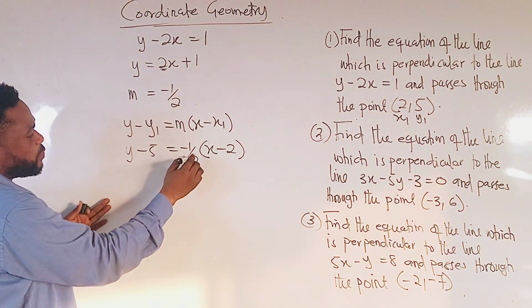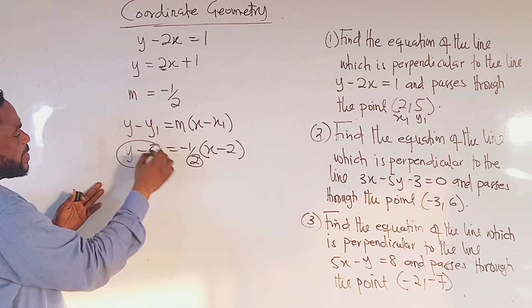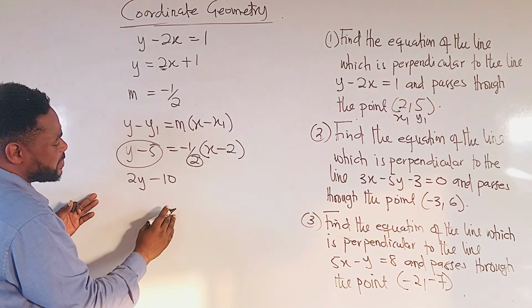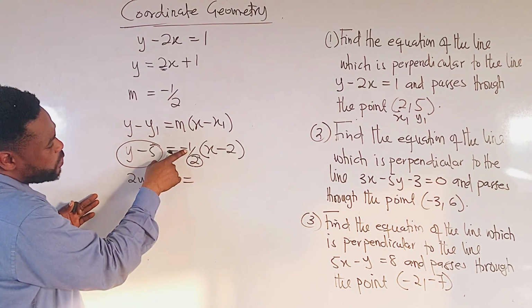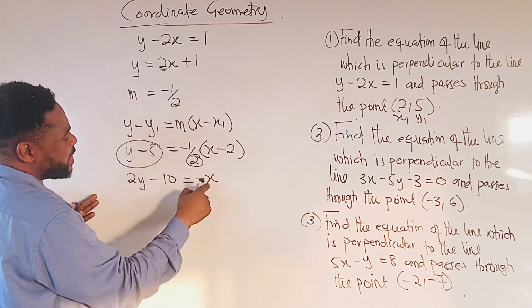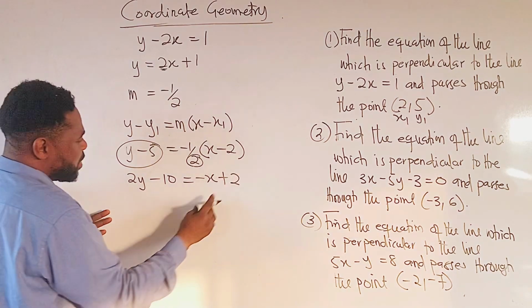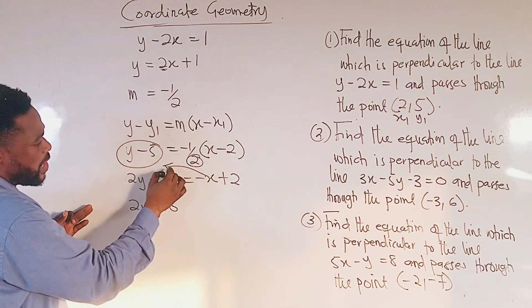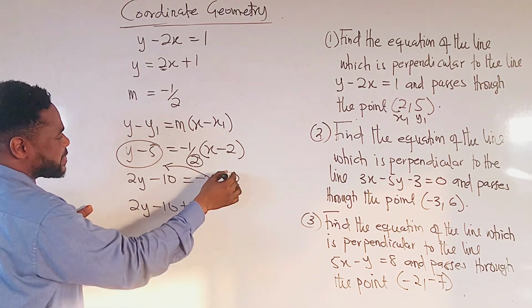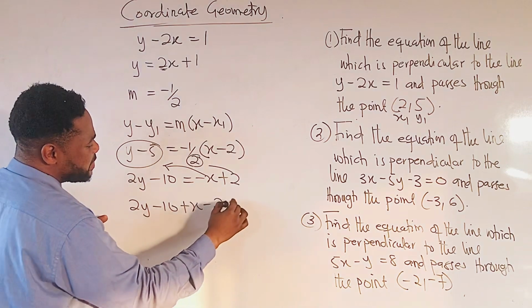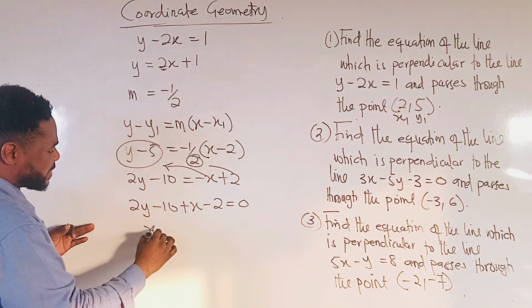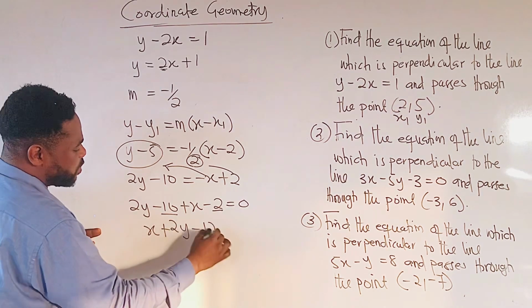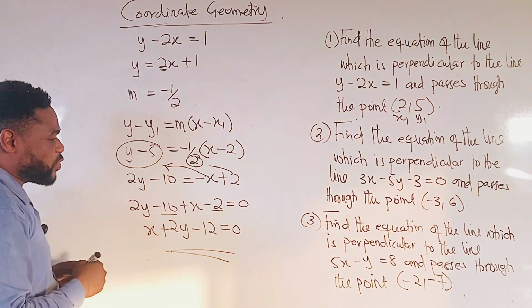Now we find LCM which is 2, and the 2 will multiply everything here. So 2 by y will give us 2y, 2 by negative 5 will give us negative 10. Our minus 1 here will multiply everything in the bracket and we'll get minus x plus 2. Now we group everything at one side and equate everything to 0. So we send our negative x here, which will be plus x. Our positive 2, which will be negative 2, equal to 0. So we have x plus 2y minus 10 minus 2 will give us minus 12, all equal to 0. So this is the equation of a line.